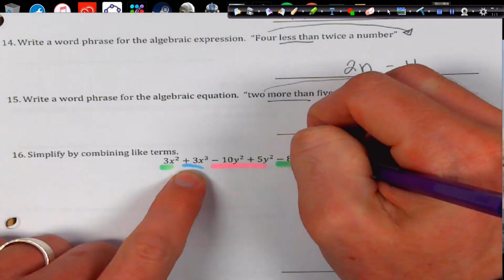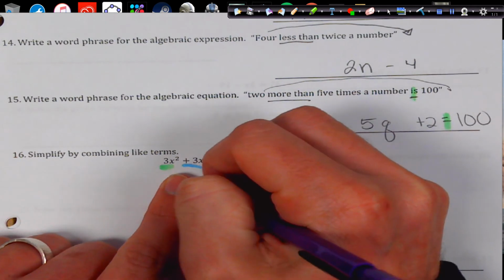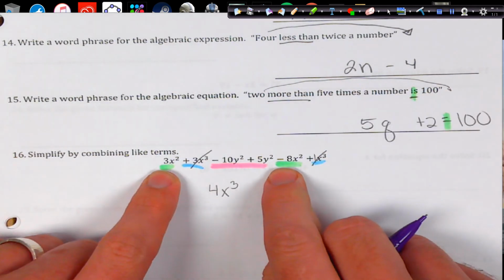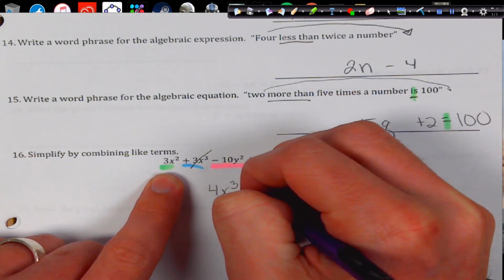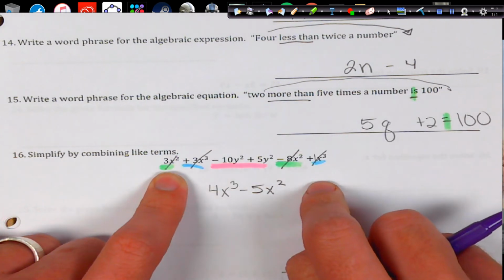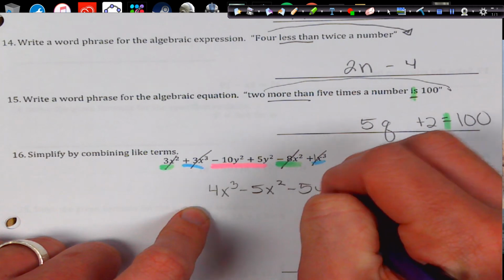Now there's technically a 1 right there, so that's going to be 3 plus 1. That's going to be 4x to the third. Okay, I look at the sign right in front of it, so it's a negative 8 and a positive 3. It's going to give me a negative 5x squared. You're just adding or subtracting the coefficients. Negative 10, positive 5 is going to be a negative 5y squared.